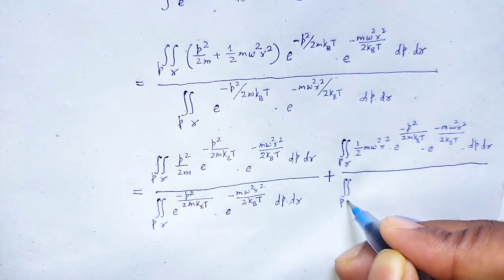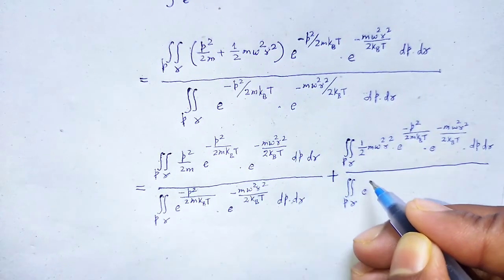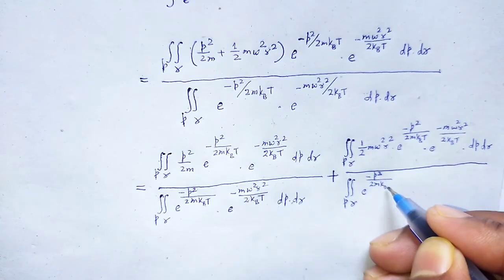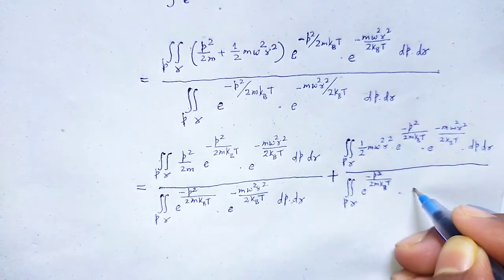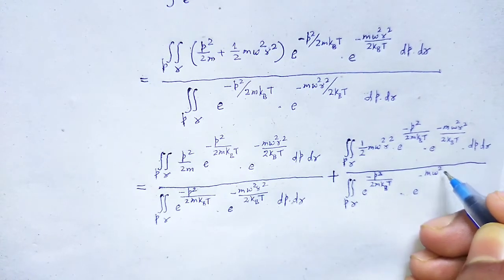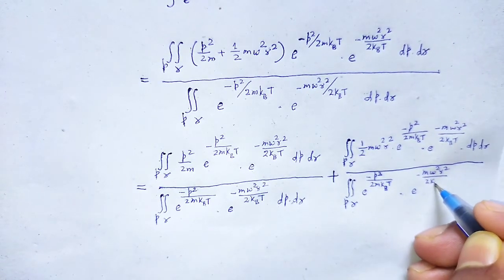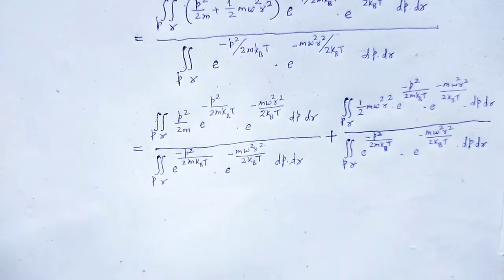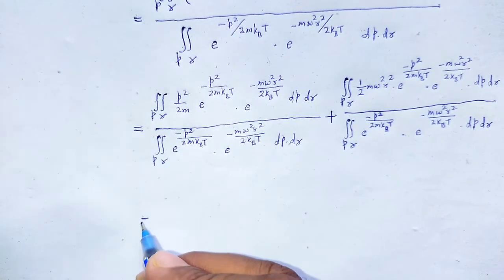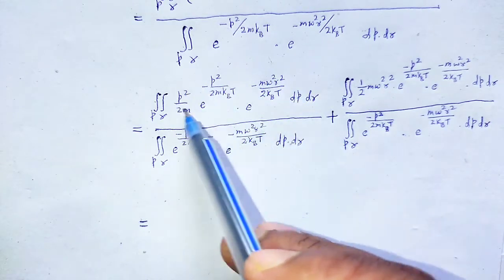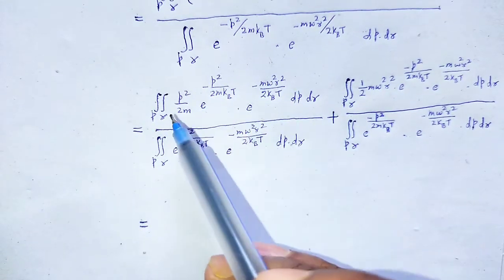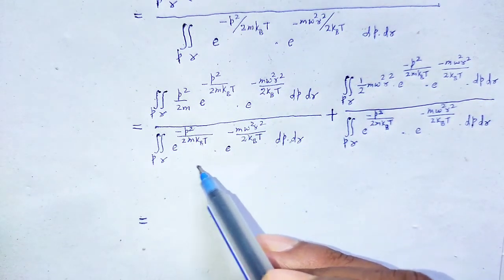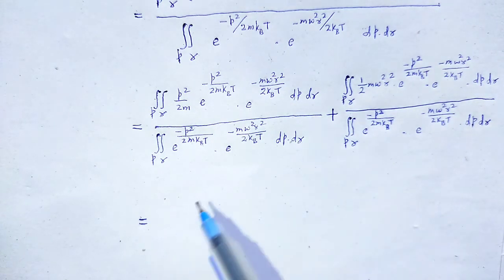double integration over p and r of e to the power minus p square divided by 2m kBT into e to the power minus m omega square r square divided by 2 kBT dp dr. Look at that particular double integration, integrating with respect to dp and integrating with respect to dr. Here also we integrate with respect to dp and dr.